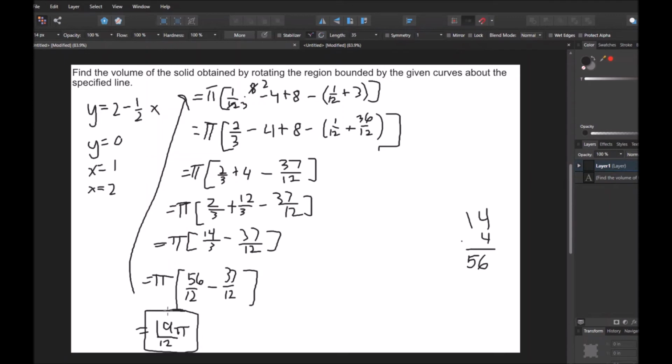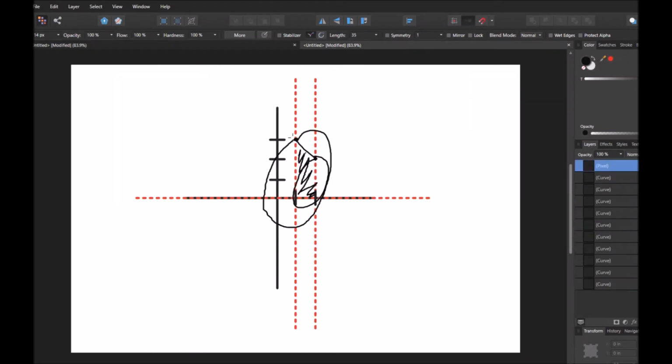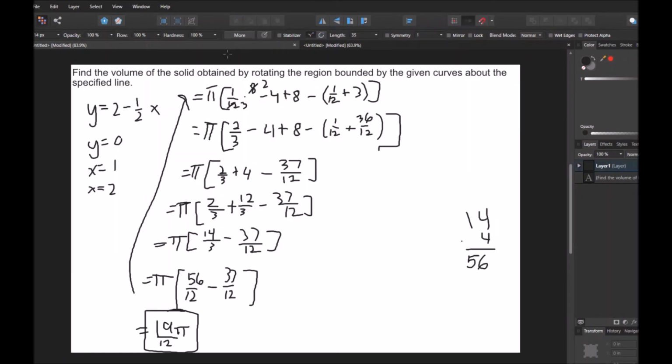And that is how you would do that problem. So what this means is that the volume of the solid of revolution, basically this shape right here, has a volume of 19 pi over 12 units. So that's how you do that one.